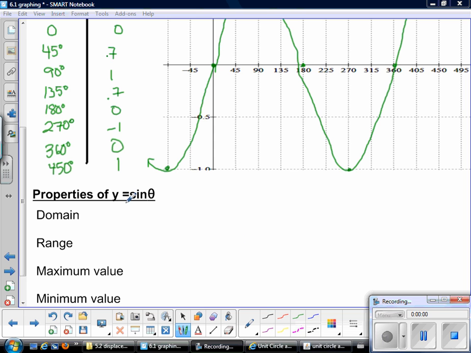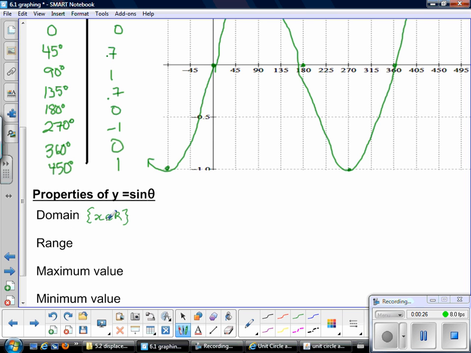Let's look at the properties of y equals sine theta, or in some cases y equals sine x. So first of all, domain. Well, you can see that the graph for x can be anything. It can be negative values, it can be positive values. So it's actually the set of real numbers. So that's what we're going to put for our domain. So our domain is x as an element of real numbers.